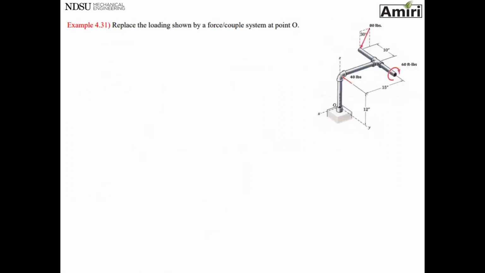Okay, let's look at another similar problem. Replace the loading shown by a force and couple system at point O. So we are moving everything to point O. Force: summation of all forces in vector format, which, how many do I have? Let me label them. This is going to be F1. This one I'm going to call F2. So F1 is 40 pounds. Which way is it pointing? It's pointing towards minus Y. So minus j.